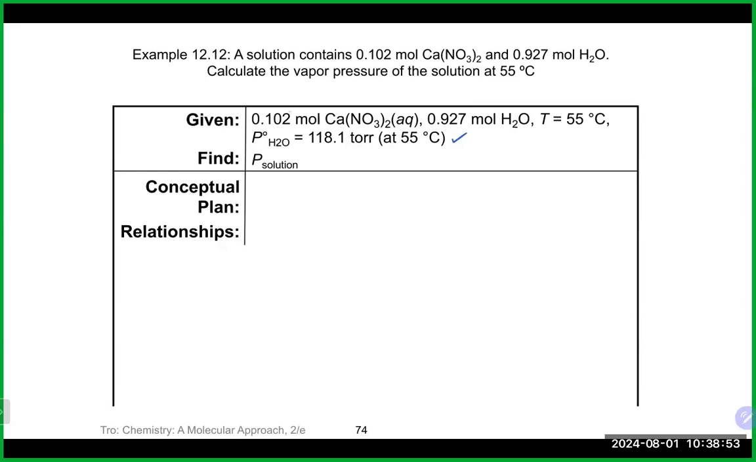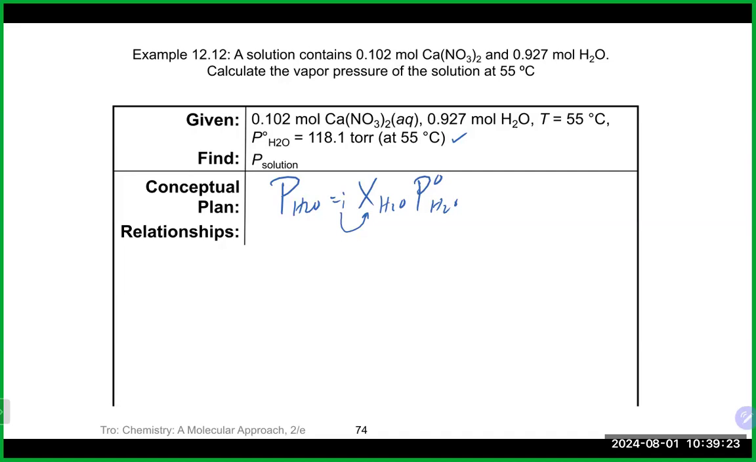So we do want to use P of water is equal to X of water, our mole fraction, times the vapor pressure of water under normal conditions. And as I mentioned before, the i does need to come into play, but in this particular case, it comes into play only in the mole fraction part of the calculation, as we're really looking at water's vapor pressure being affected.